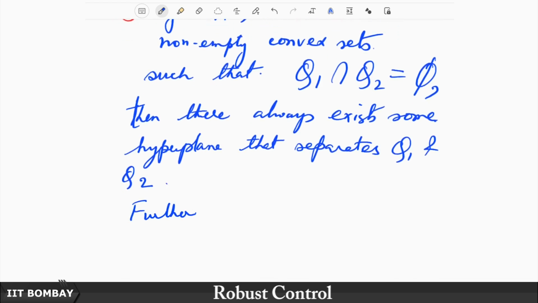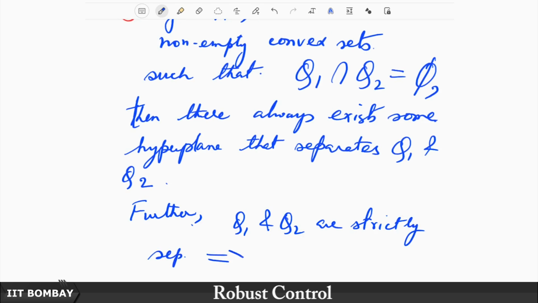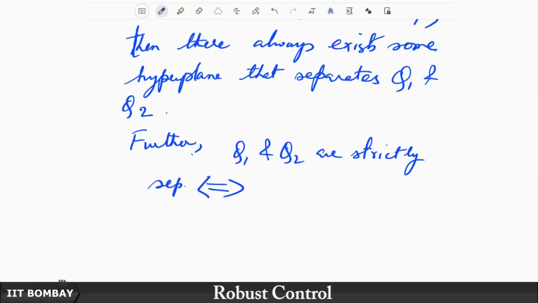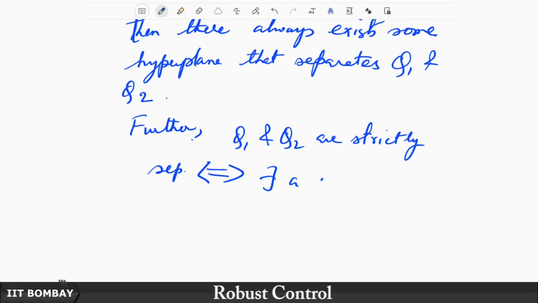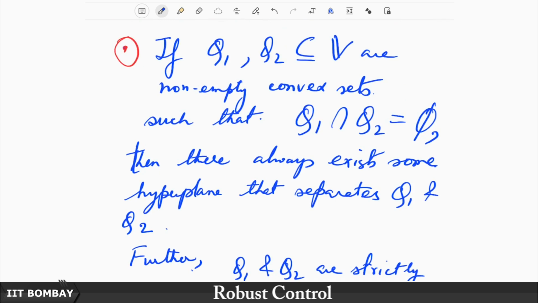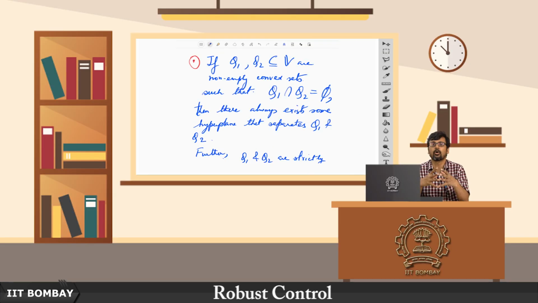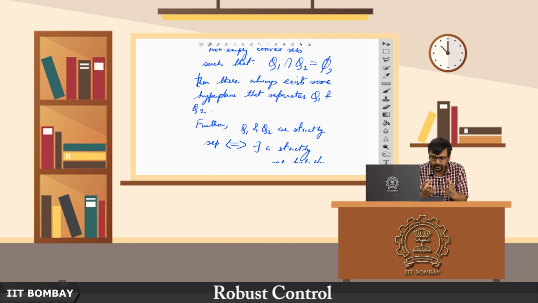Further, Q1 and Q2 are strictly separable if and only if there exists a strictly separating hyperplane. So, this goes both ways, and that is a big message to take home. Now we have an easy handle if those sets happen to be convex. That is why we have been so interested in convexity, because if you happen to have convex sets, then it is very easy to separate out two convex sets that are disjoint through a hyperplane.